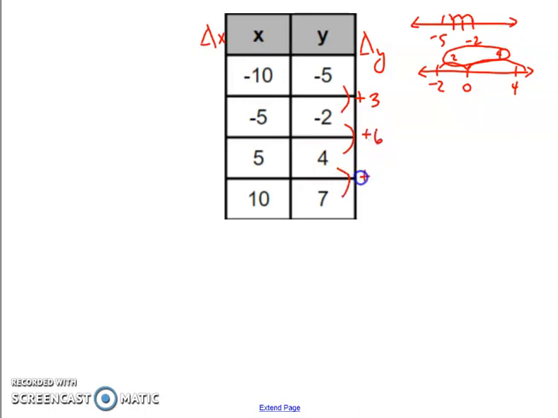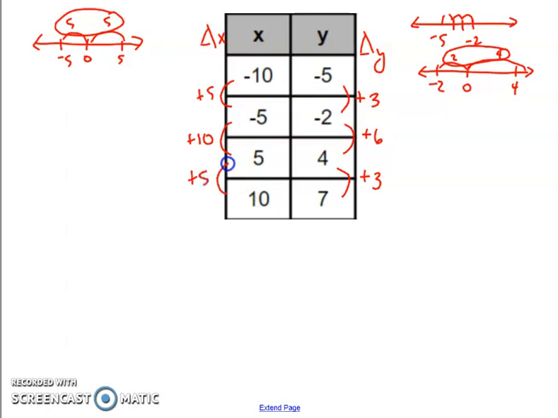And then 4 to 7, I'm adding 3. Look at our x's. Negative 10 to negative 5. We're going positive 5. Negative 5 to positive 5. So again, if you get stuck, I'm at negative 5. I want to get to positive 5. From negative 5 to 0 is 5. From 0 to 5 is 5. So all together, we're at plus 10. And then 5 to 10, that's going to be plus 5. Okay, so it goes back and forth, right? We have a couple different ones, so we just need to make sure.